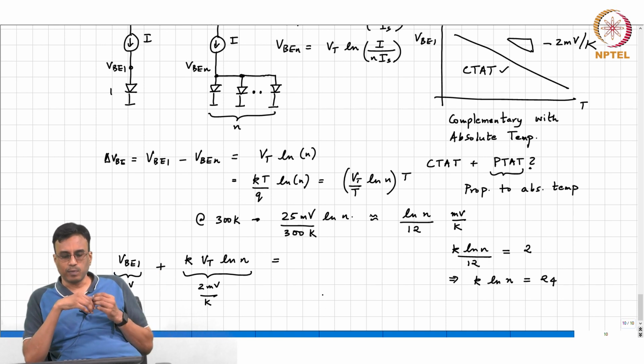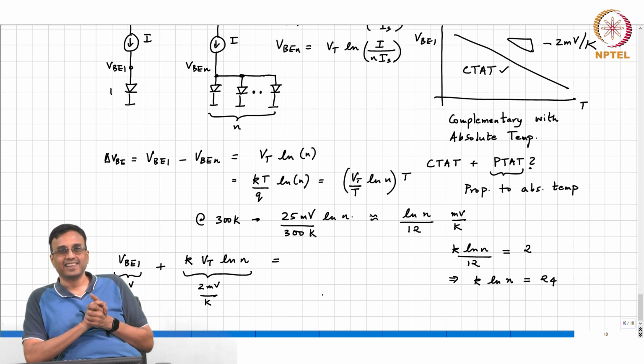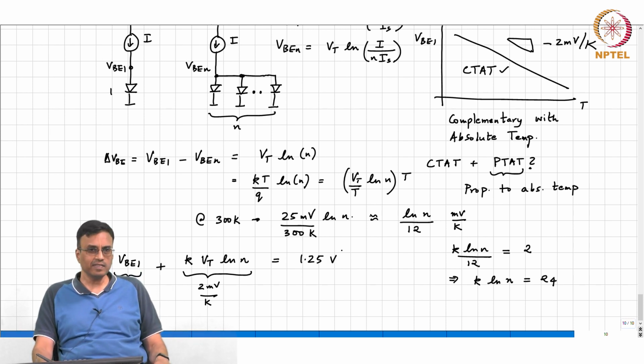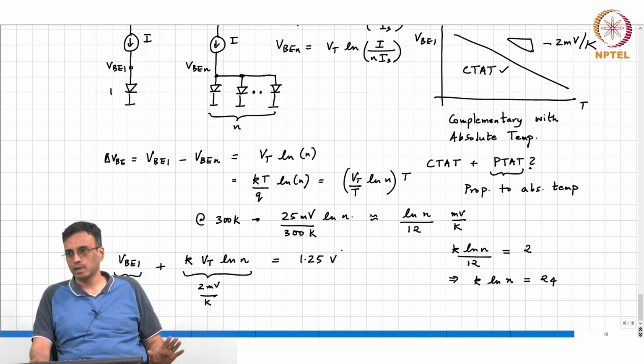So, VBE is roughly 0.65, 650 millivolts roughly. 24 Vt is 24 times 25, which is how much? 600 millivolts. So, 650 plus 600 is about, roughly, 1.25 volts. So, you will get a reference voltage which is 1.25 volts, constant with temperature. Alright, this is the principle.